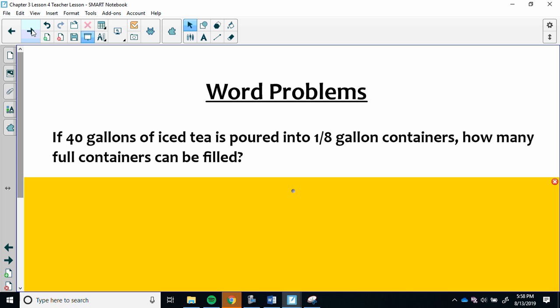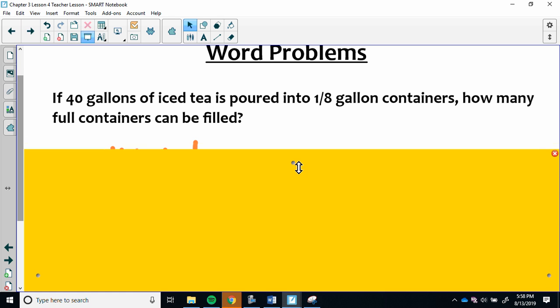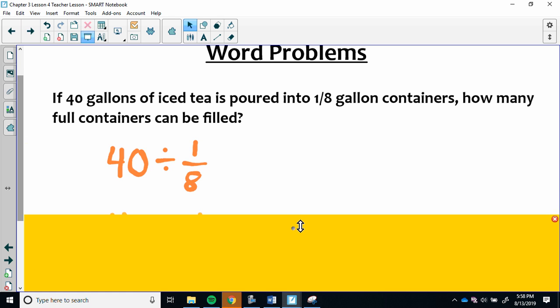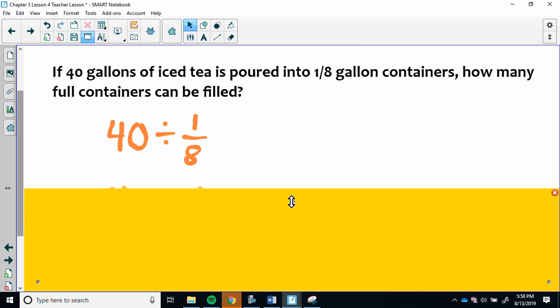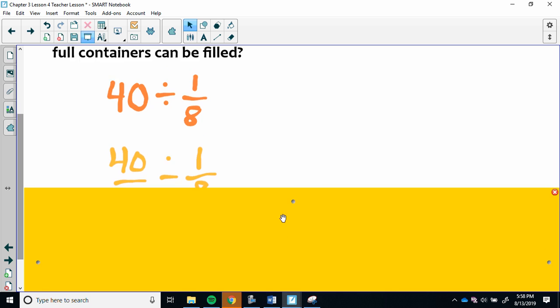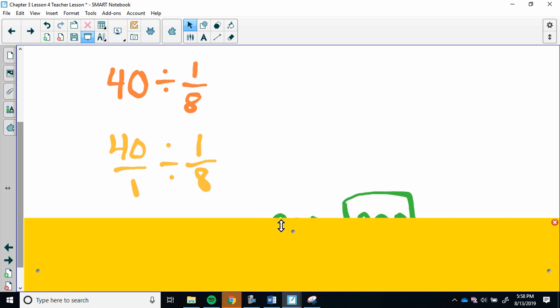If 40 gallons of iced tea is poured into 1/8 gallon containers, how many full containers can be filled? So what we're looking at is taking the number of gallons and dividing it by 1/8. So remember what I talked about. First of all, you have to change it so you have two fractions. So we put 40 over 1 divided by 1 over 8.